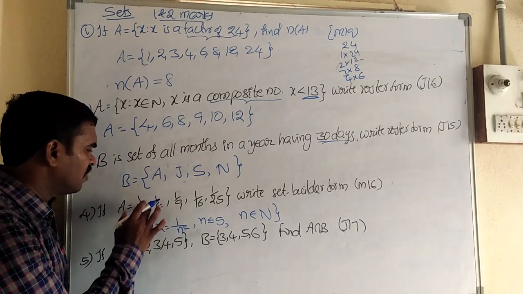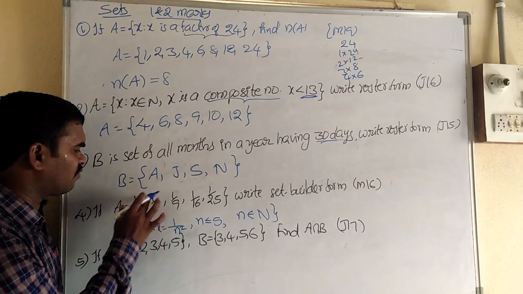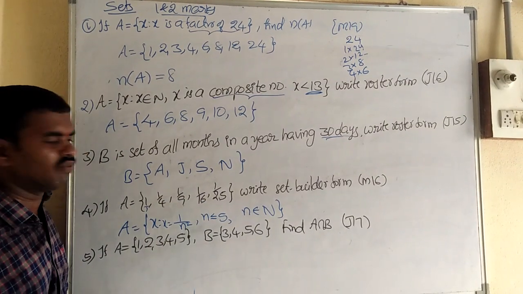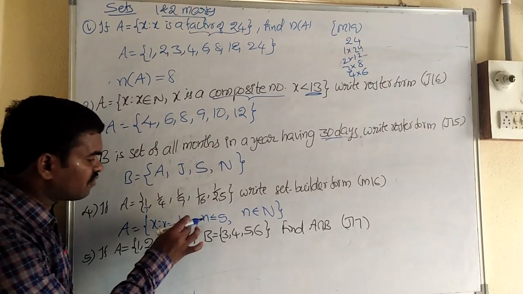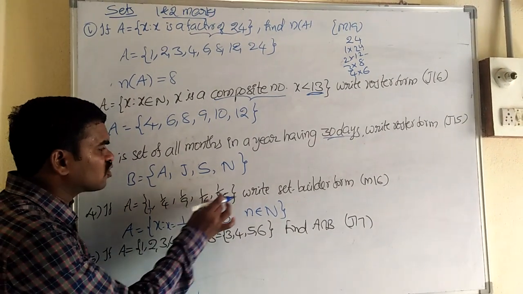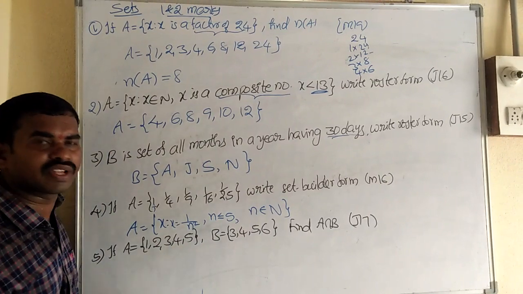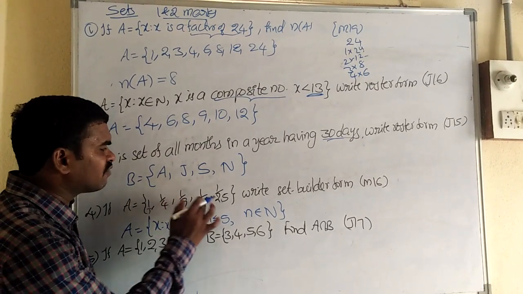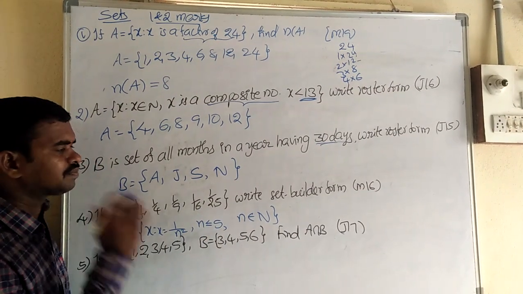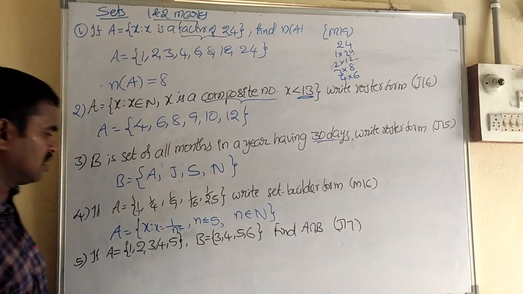Very simple. If you observe the question, it is in the form of 1 by 1, 1 by 4, 1 by 9, 1 by 16. So 1 must be in the numerator. So what do we have to write? It is 2 square, 3 square, 4 square, 5 square. So it is n square. So what is the n value? 1, 2, 3, 4, 5. So n less than or equal to 5 means 5, 4, 3, 2, 1. Natural numbers. Okay?